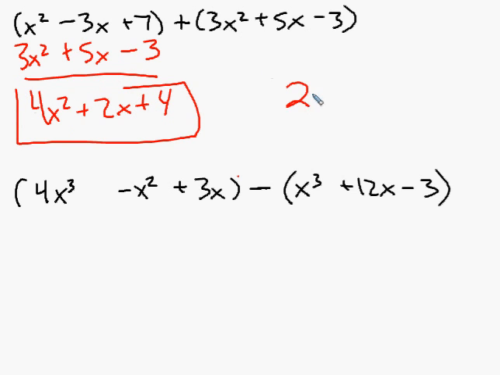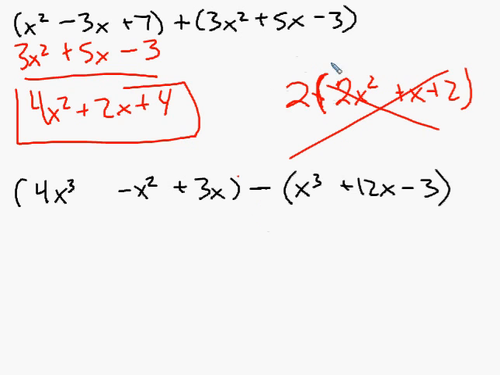In fact, this would be wrong. But I could factor out a 2x. I could factor out a 2. Now, I don't want that though, because the directions say simplify. That's factored. I want it expanded like this.